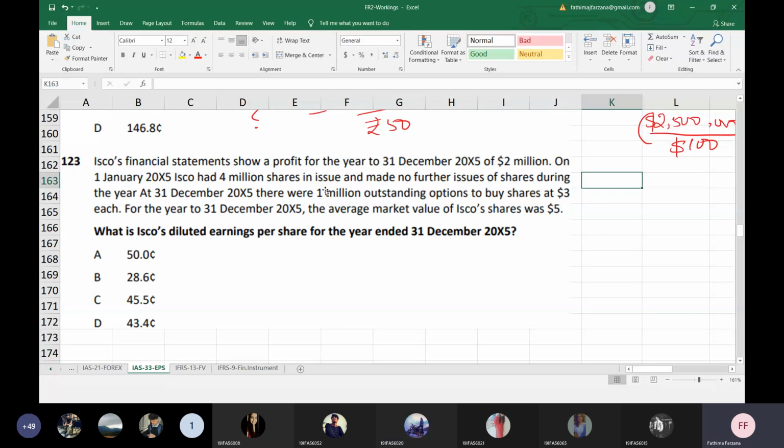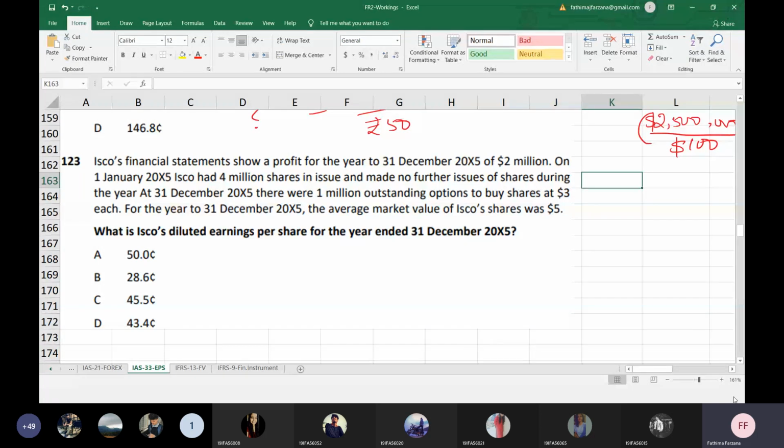$2. Very good. 2 by 5. That's the number of free shares: 1 million into 2 by 5. You can go straight away. Instead of finding the number of shares at face value, the number of shares issued at no consideration, you can straight away find: the number of options is 1 million. In that, 2 by 5 is free. So put 2 by 5 and find out the free shares. This is easy. You can easily do it.